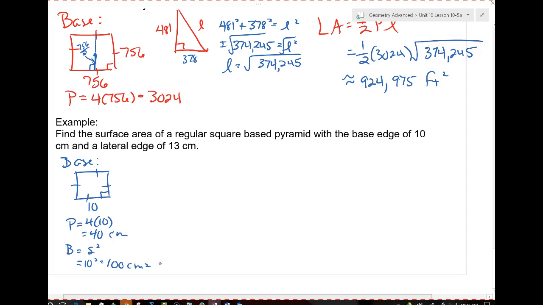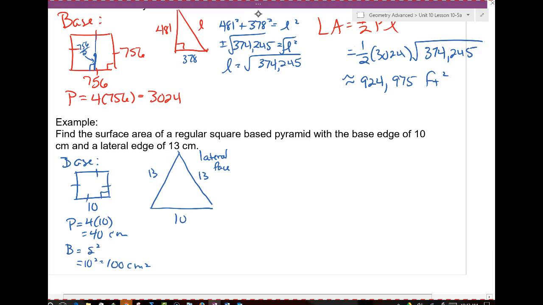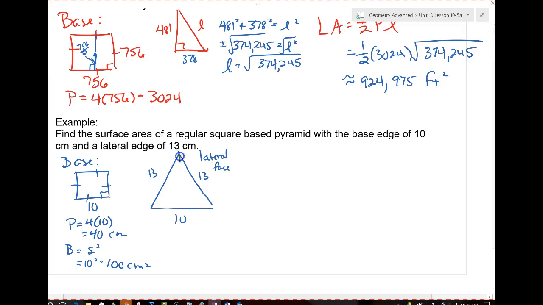But what did they give you? Lateral edge. So that means we're going to use the idea of the lateral face again. We know this is 10. Both of these are 13. I need the slant height. Let's do that in green or something like that. Did you see what I gave you? It was a triple, right? 5, 12, 13. So now I know my slant height is 12. If it's not a triple, could you use the Pythagorean Theorem and solve for it that way? Definitely.